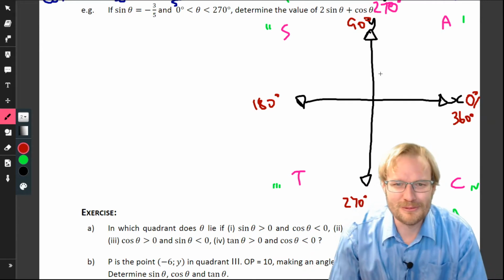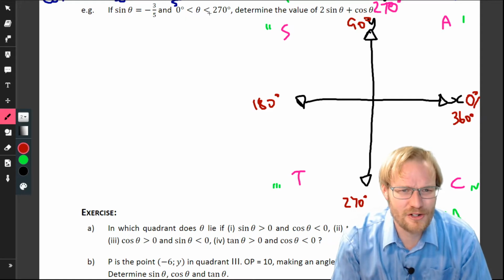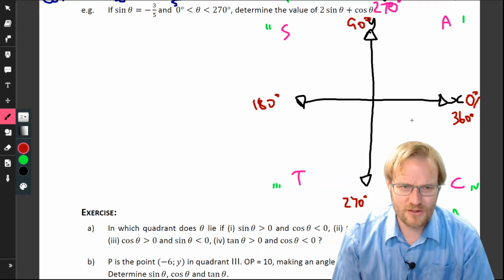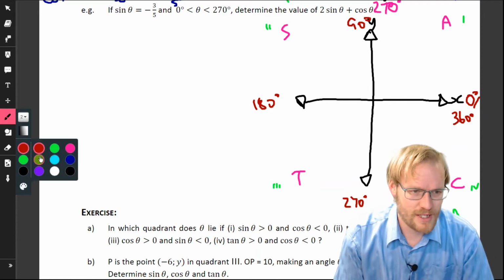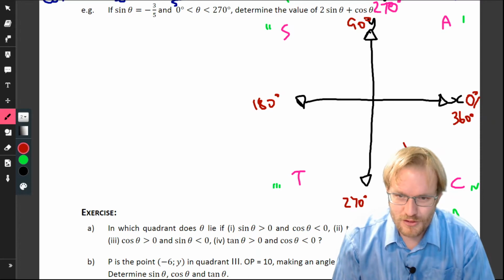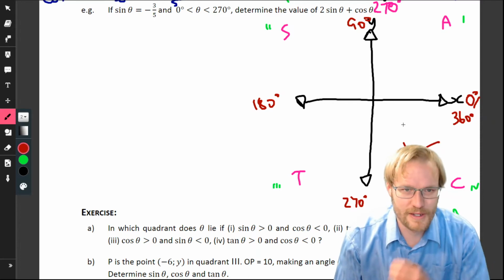Okay, so it's between 0 and 270. It must be in this quadrant 1, 2, or 3. Definitely not in quadrant 4. So we can rule this out. I'm going to just do this like this to go not in this quadrant. I'm going to put a nice big cross for us, not there.